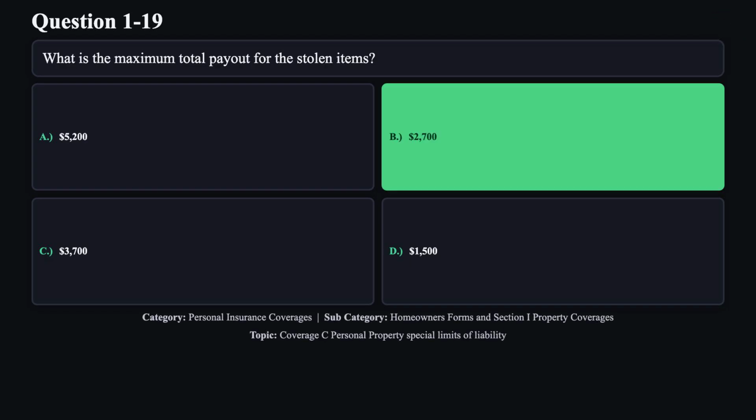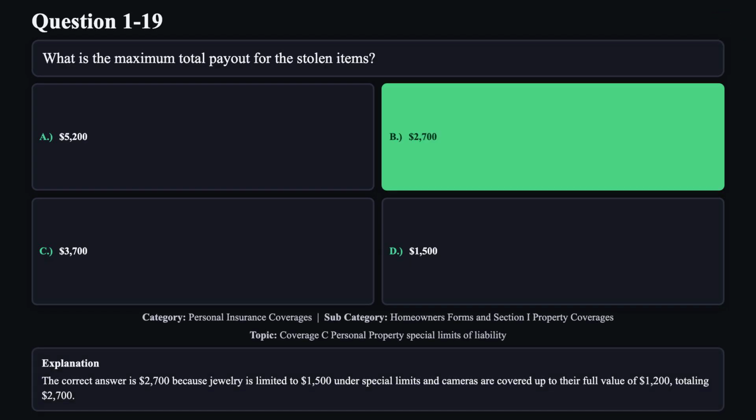The correct answer is B. The correct answer is $2,700 because jewelry is limited to $1,500 under special limits, and cameras are covered up to their full value of $1,200, totaling $2,700.